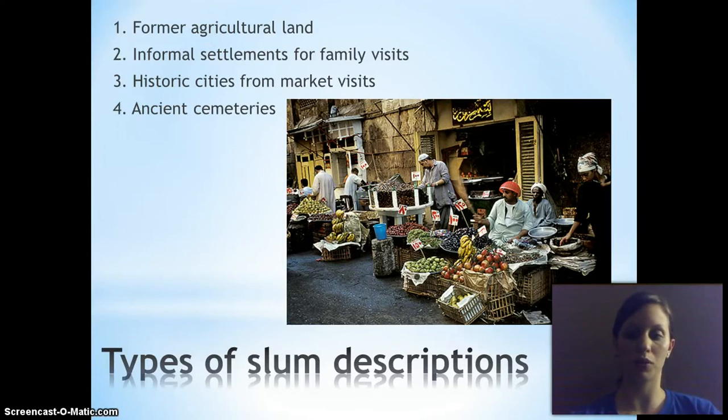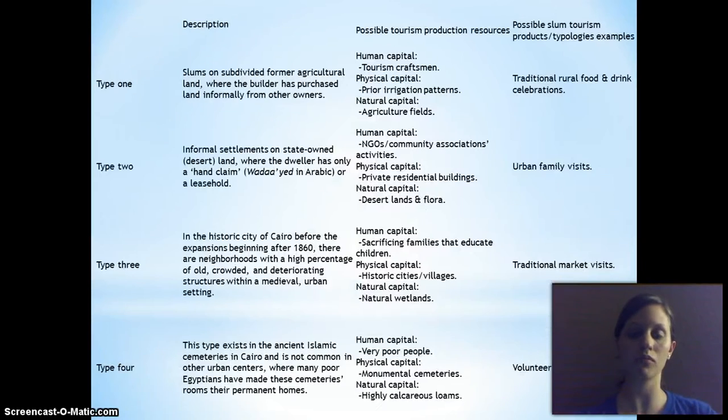These 4 types were developed in order to solve the urban planning issues. When looking at planning for tourism and using the available resources, it is important to try to preserve natural land and beauty as much as possible. This graph shows you the different types and descriptions and possible tourism production resources.